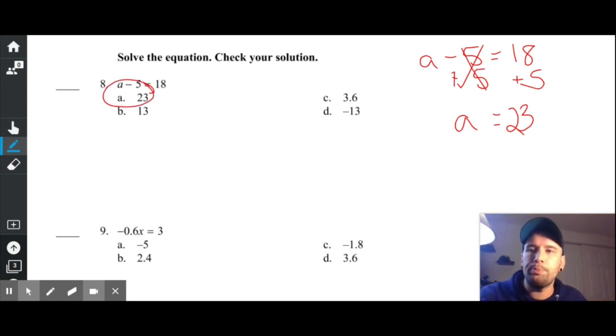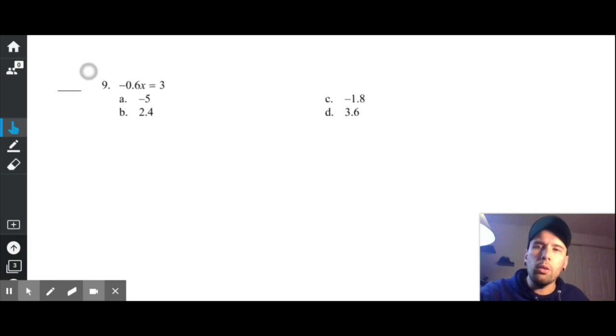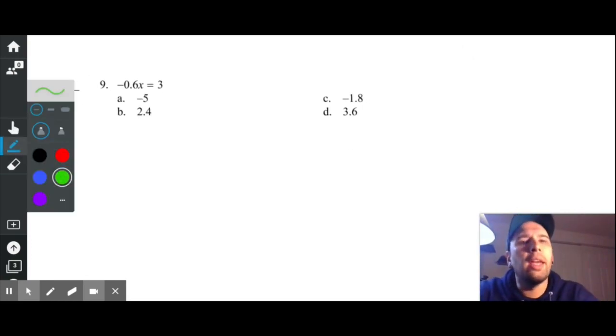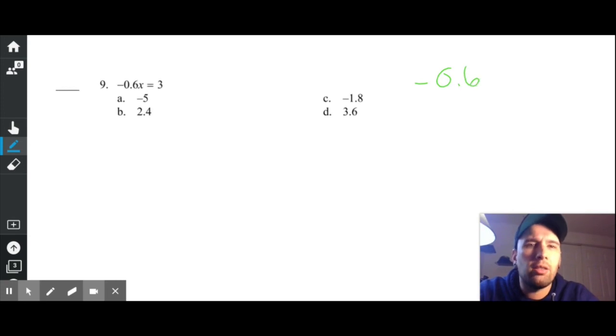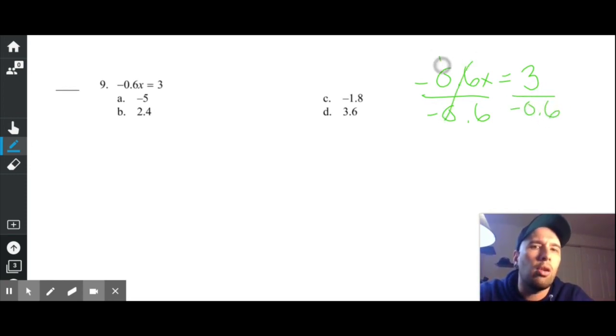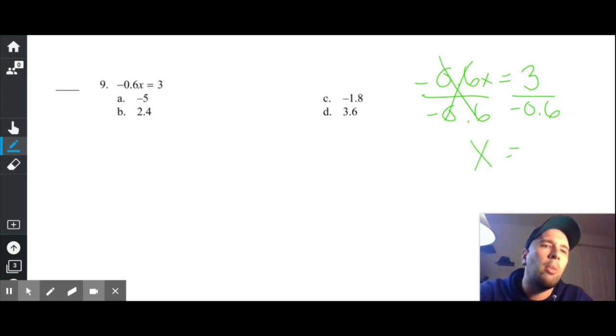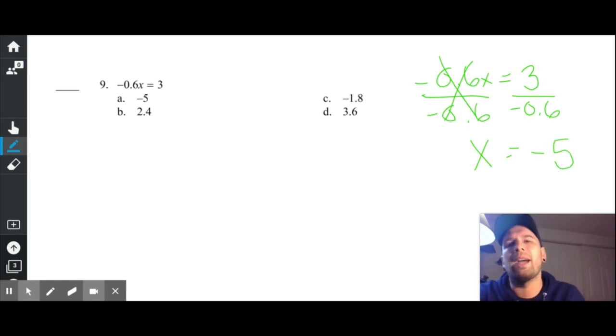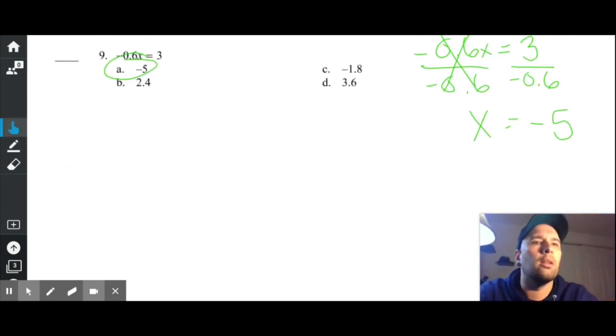What's your answer? Another one-stepper. We've got negative 0.6x equals 3. Divide both sides by negative 0.6. Cross that out. And x is going to equal, positive divided by a negative is a negative, 3 divided by 0.6 is going to be negative 5. And that's that for page 3.